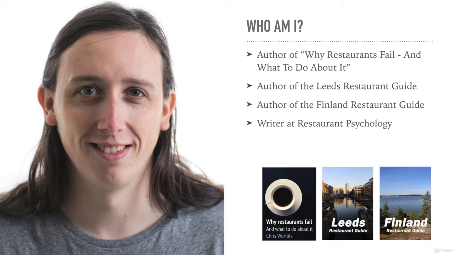Who am I and why can I tell you about this stuff? Well, I'm Chris and I'm the author of Why Restaurants Fail and What to Do About It, which you can get on Amazon. I'm also the author of the Leeds Restaurant Guide. I think it's now in its 5th edition. I'm the author of the Finland Restaurant Guide, and I'm a writer over at Restaurant Psychology. So I've done a lot of time in the food and restaurant industry, and I think I will give you a lot of value in this course.